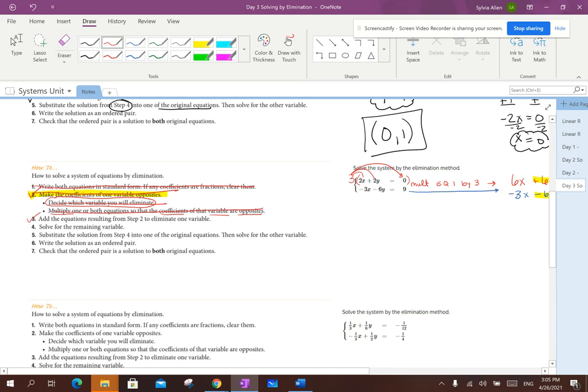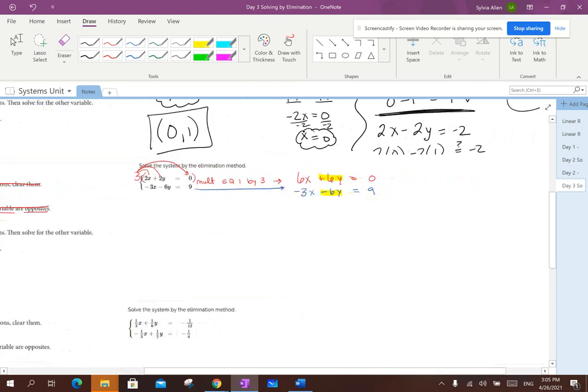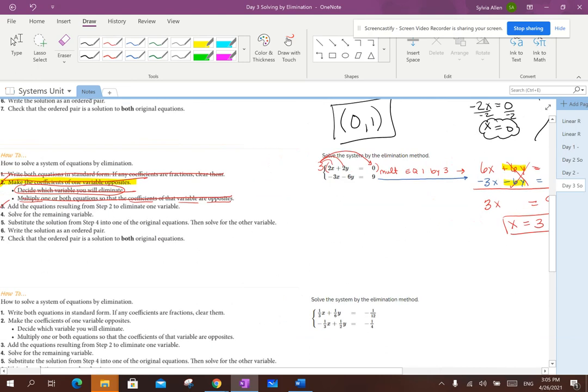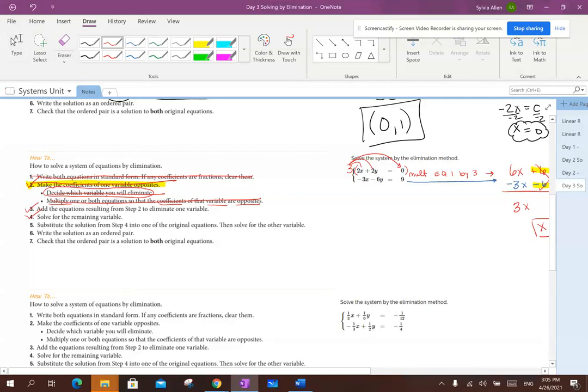And then number 3 says to add the equations together. So I'm going to draw my line and I'm going to add. 6x minus 3x is 3x. Positive 6y minus 6y cancel. And I'm left with 0 plus 9. I solve for x. I get x is 3. I just did step 3 and 4.